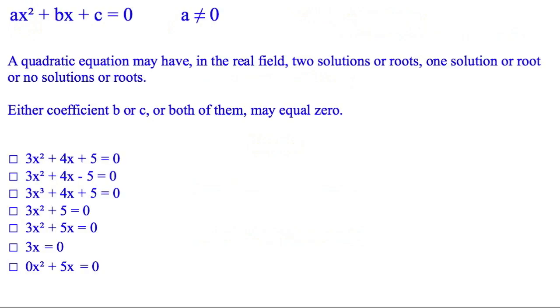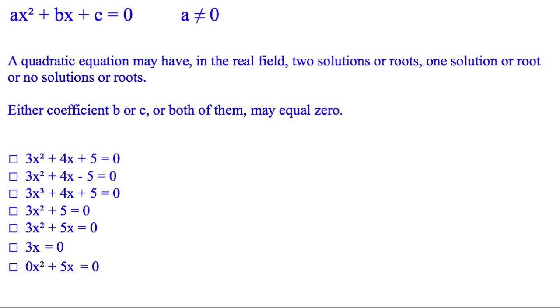A quadratic equation is an equation in the form ax squared plus bx plus c equals 0, a being not equal to 0. A quadratic equation may have in the real field two solutions or roots, one solution or root, or no solutions or roots. We'll go into more detail in later lessons. Either coefficient b or c, or both of them, may equal 0.